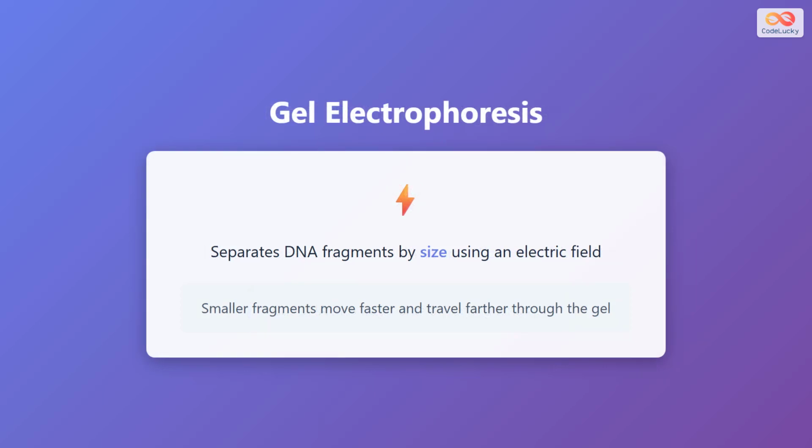Gel electrophoresis is the technique used to separate DNA fragments by size using an electric field. The DNA fragments are loaded into a gel matrix and an electric current is applied. Since DNA is negatively charged, it moves toward the positive electrode. Here's the key principle. Smaller fragments move faster and travel farther through the gel, while larger fragments move more slowly and don't travel as far. This creates a pattern of bands, with each band representing DNA fragments of a particular size.